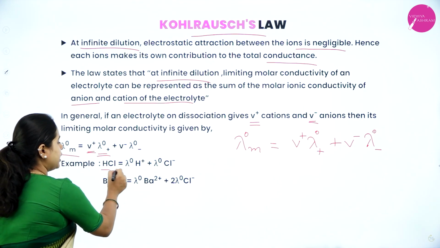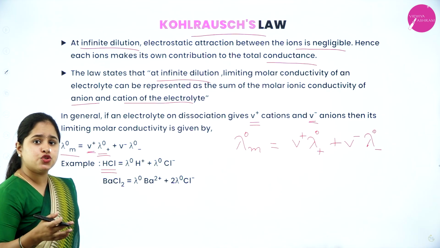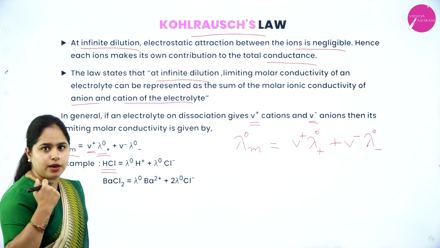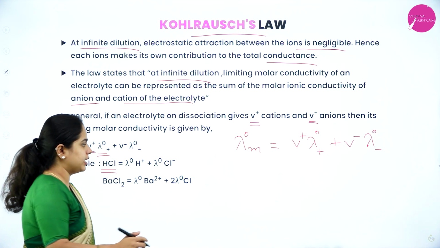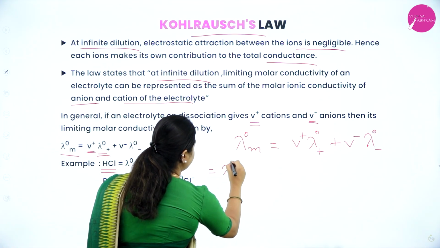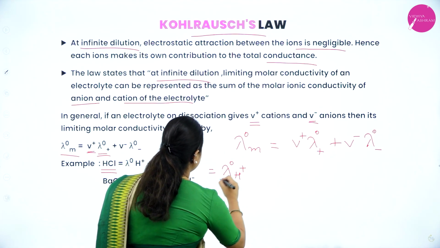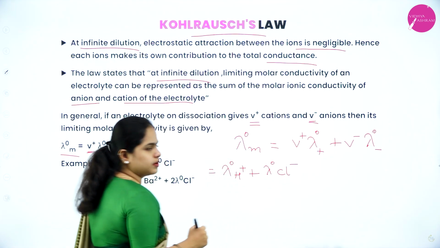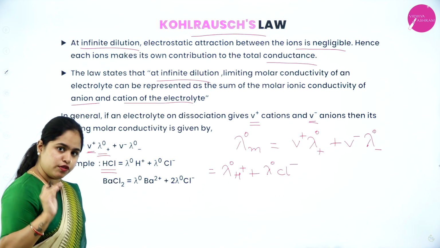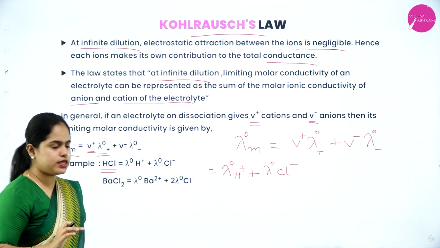So for example, if we are taking HCl, HCl is dissociated into H plus and Cl minus, right? So if you have to find out the limiting molar conductivity of HCl, it will be equal to the molar conductivity of H plus plus the molar conductivity of Cl minus. Right, limiting molar conductivity of H plus and limiting molar conductivity of Cl minus.